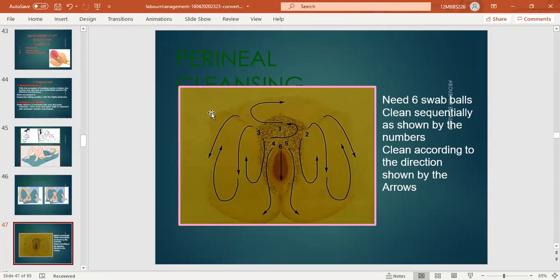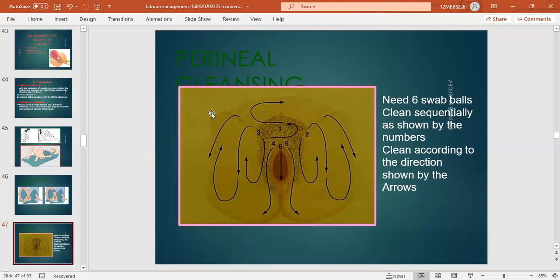The sterilized trolley contains the cord clamps, the scissors, two sponge holding forceps, and the Simpson's speculum, because at any time you may need to examine inside of the vagina, so you need the Simpson's speculum for the inspection of the vagina. You have to clean the vulva like that.